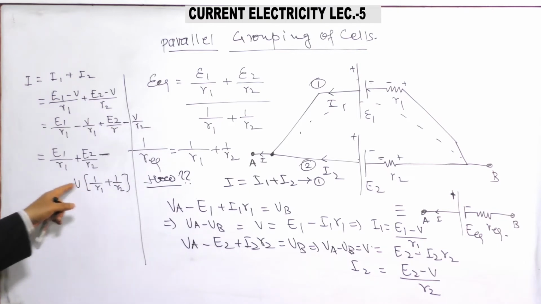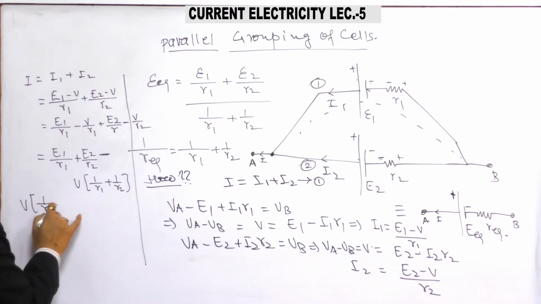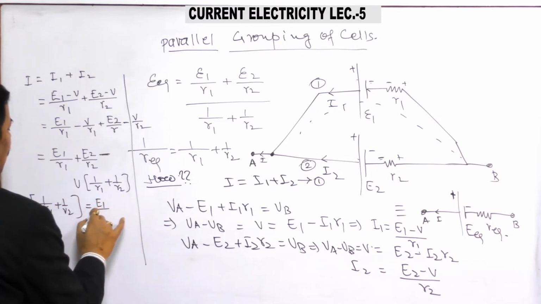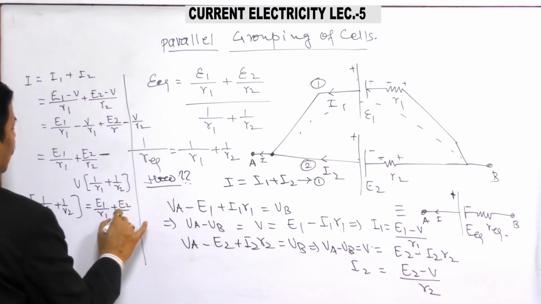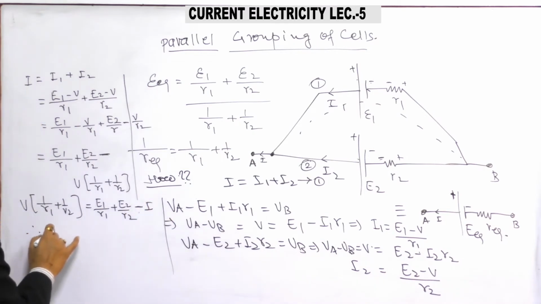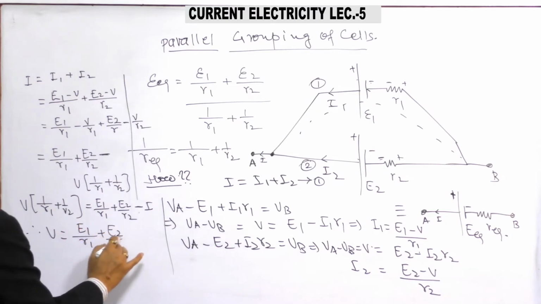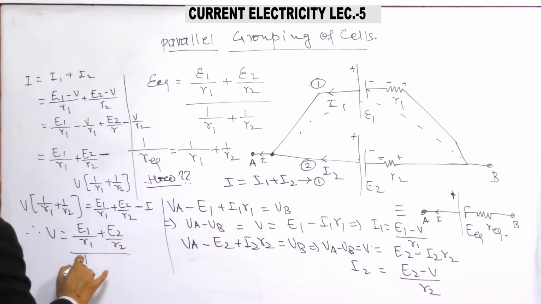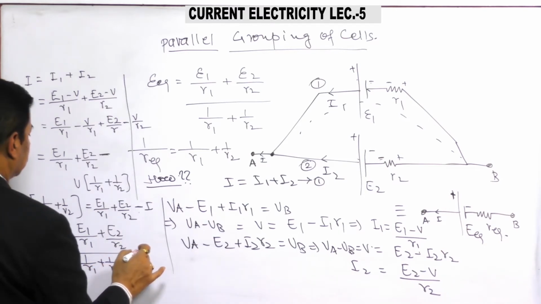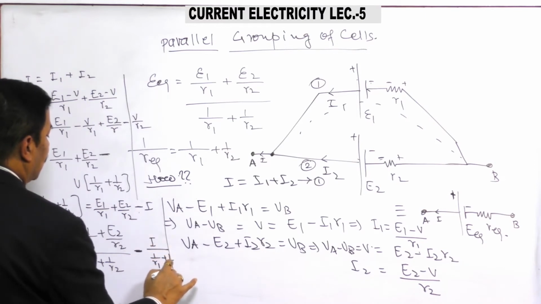So if I take it to this side, V into 1 by R1 plus 1 by R2 is equal to E1 by R1 plus E2 by R2 minus I. So V is equal to E1 by R1 plus E2 by R2 divided by 1 by R1 plus 1 by R2, minus I divided by 1 by R1 plus 1 by R2.